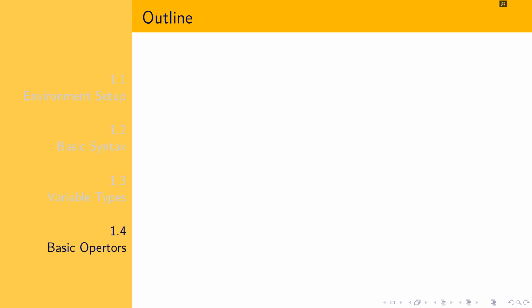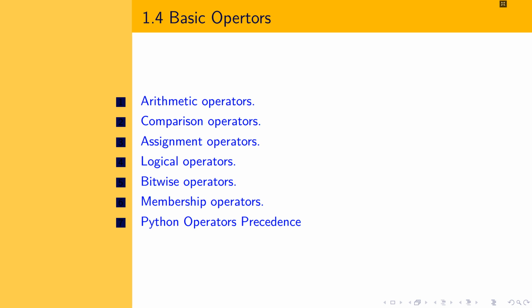Move on to the final part of the first lecture, basic operators. In this part, we will walk through all basic operators in Python, including arithmetic operators, comparison operators, assignment operators, logical operators, bitwise operators, membership operators, and finally, we will learn about operator precedence.